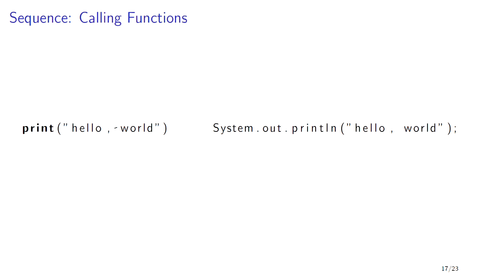And then calling a function. So in Python, you can have standalone functions. So I can do print hello world. It just calls the function. In Java, there are actually no standalone functions. They're always methods of some class.